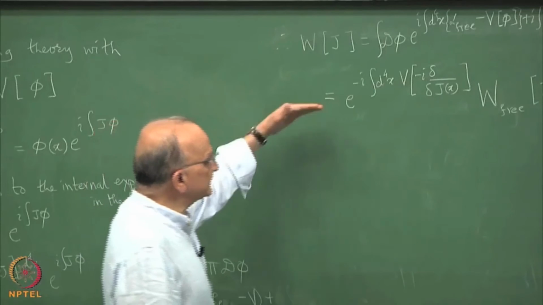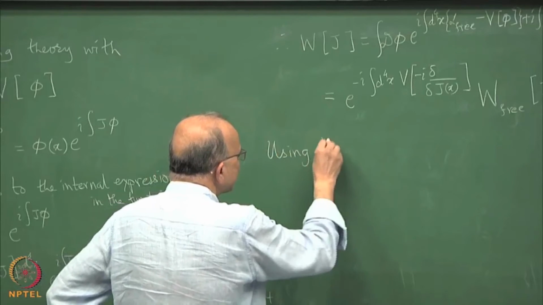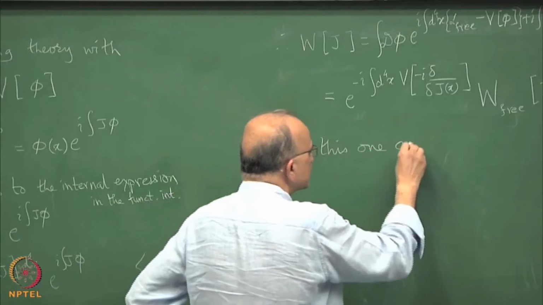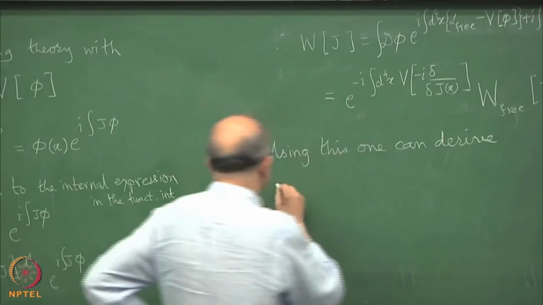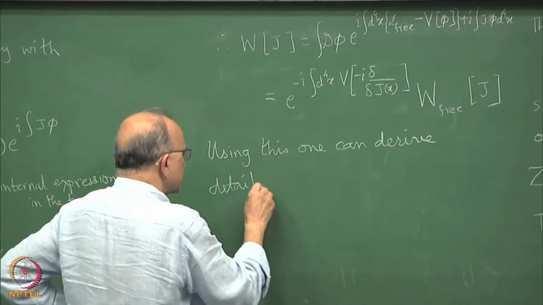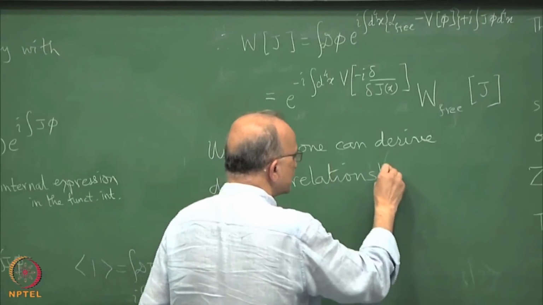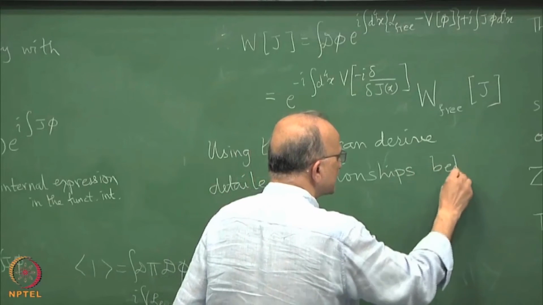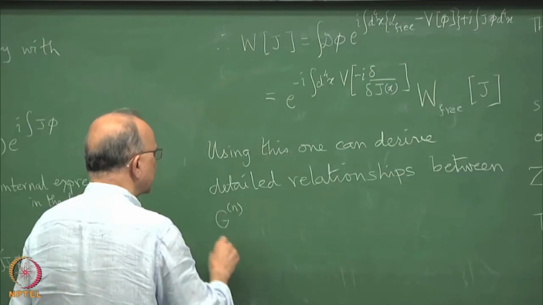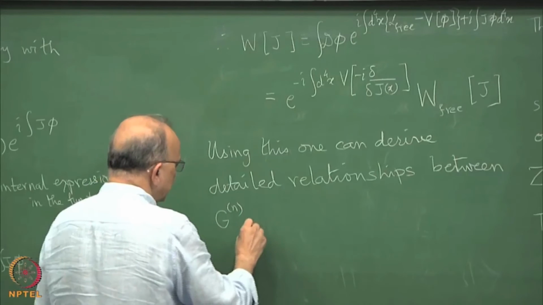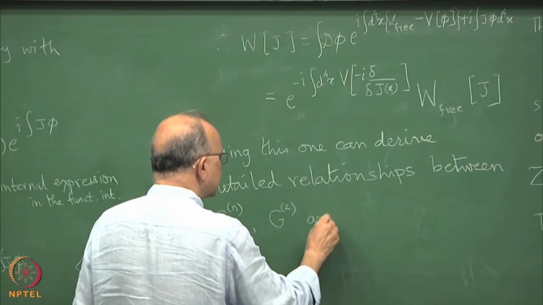Okay, so you can use this to derive the relation between Gn and G2 and gamma n.